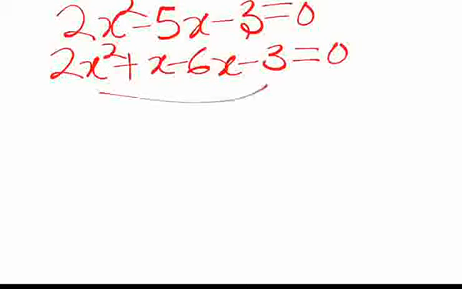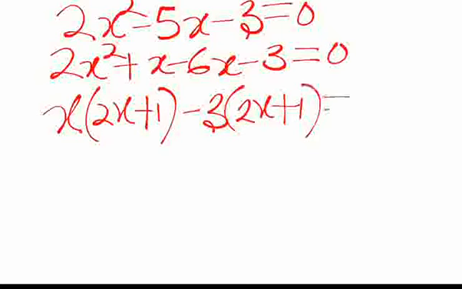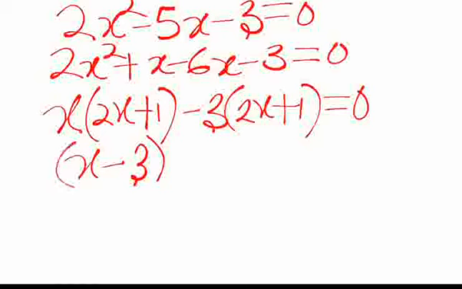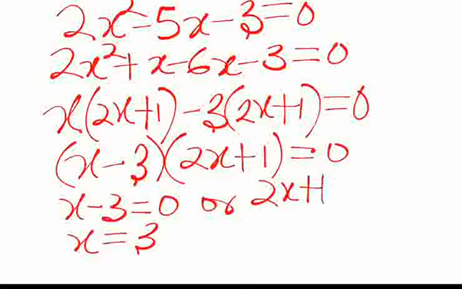So now, factorizing the whole expression here, we're going to have x into 2x plus 1 minus 3 into 2x plus 1 equals 0. And then bringing down the terms outside the bracket, we have x minus 3 into 2x plus 1 equals 0. So if x minus 3 is equal to 0, it therefore follows that x is equal to 3. If 2x plus 1 is equal to 0, it follows that x will be minus 1 over 2.